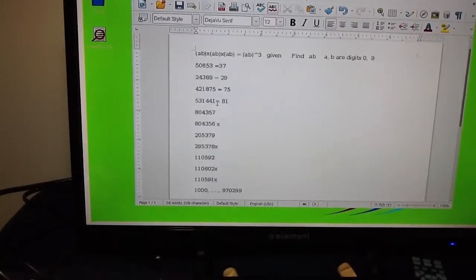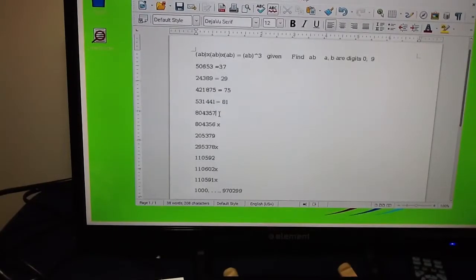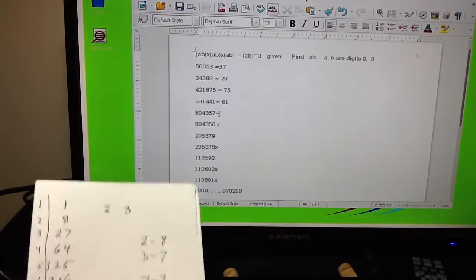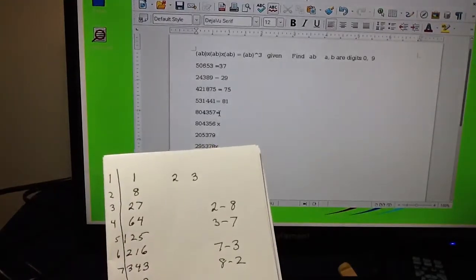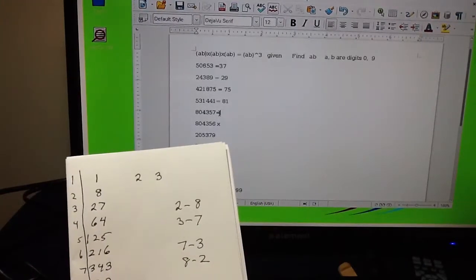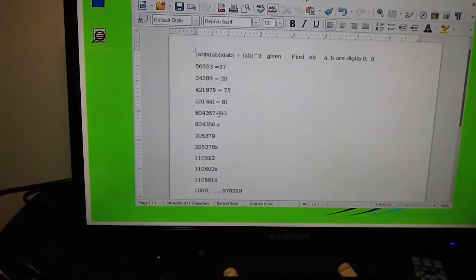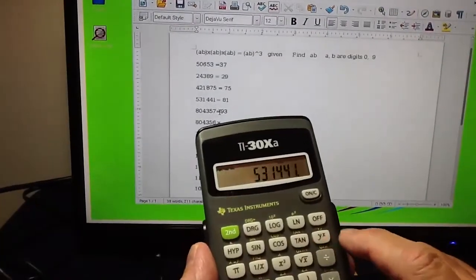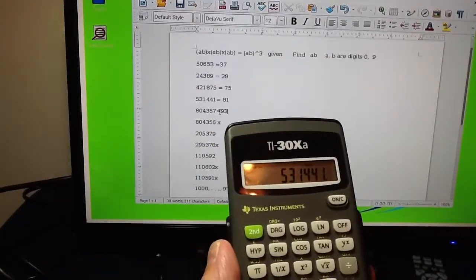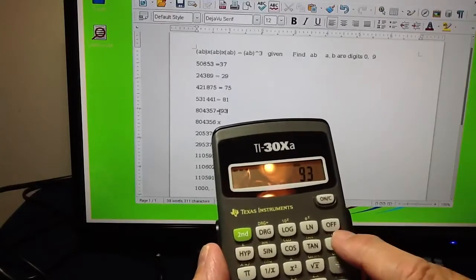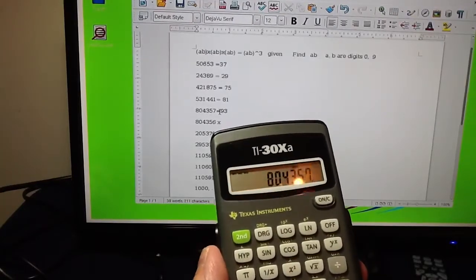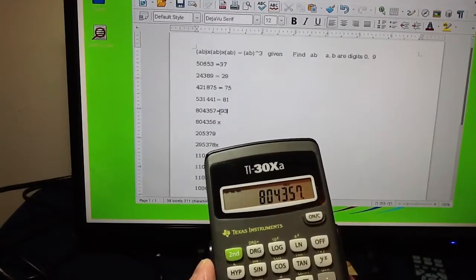Now I'm going to do one more here. Let's see, what would this one be? This would be 93. And I use my little algorithm to do that, and I'll let you check that out. Well, in fact, let's just do it together real quick here. 93, y to the x, 3. And sure enough, that's 804,357.